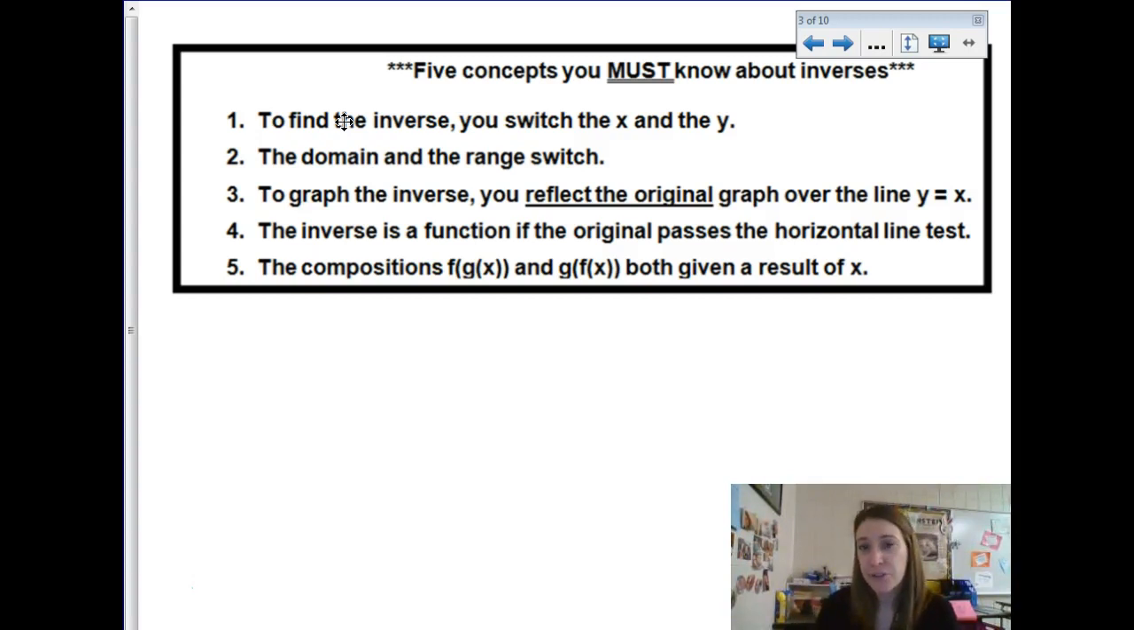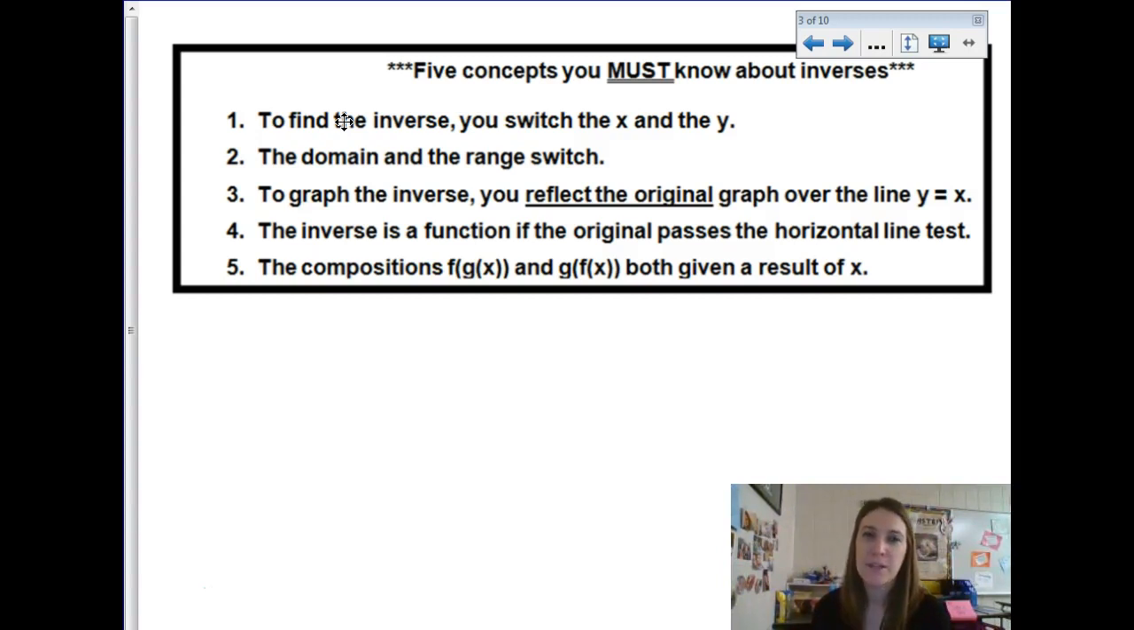The inverse is a function if the original passes what we call the horizontal line test. Now that should seem a little familiar. It's very close to the vertical line test, but remember we're talking inverses. So instead of passing a vertical line test, the original would have to pass a horizontal line test, which means that its inverse is a function. We'll talk more about that in the lesson.